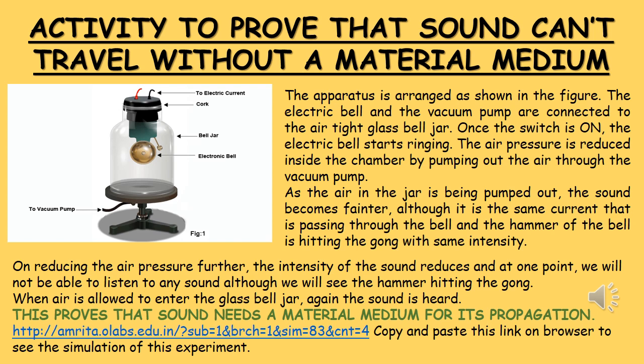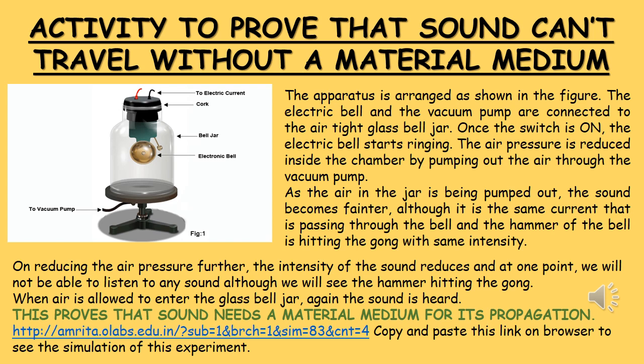When current is passed, the electric bell starts ringing, and from the transparent bell jar we can see the hammer hitting the gong. Slowly, the air pressure inside the bell jar is reduced by pumping out the air through the vacuum pump. As the air in the jar is being pumped out, the sound becomes fainter, although it is the same current that is passing through the bell, and the hammer of the bell is hitting the gong with the same intensity.